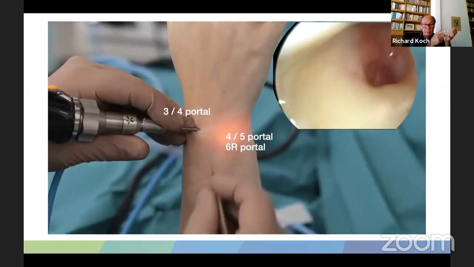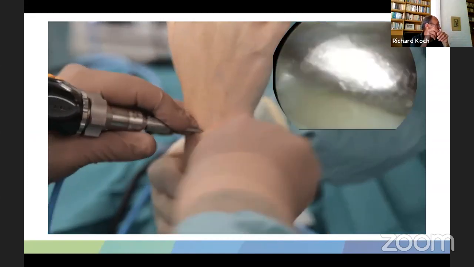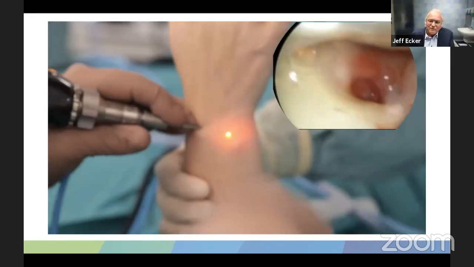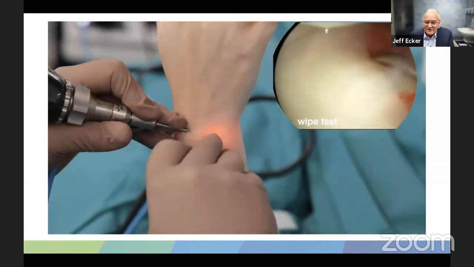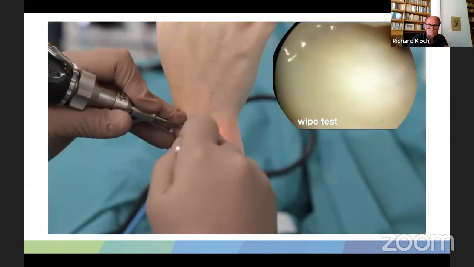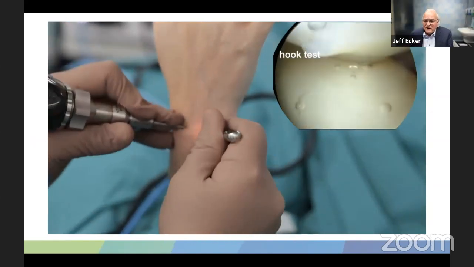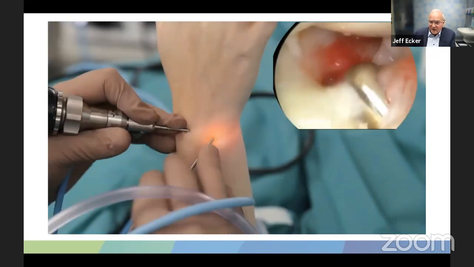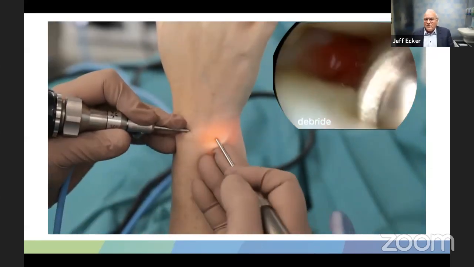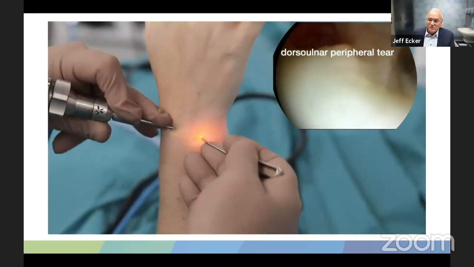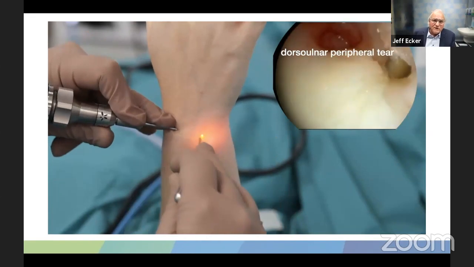So you have a 3-4 port and insert the forceps. In this case, this is a 4-5 portal. You can see the TFCC is lax. There's a hook test. There's no doubt about that. If you debride it, you can see the defect is actually dorsal. The tear is predominantly dorsal.